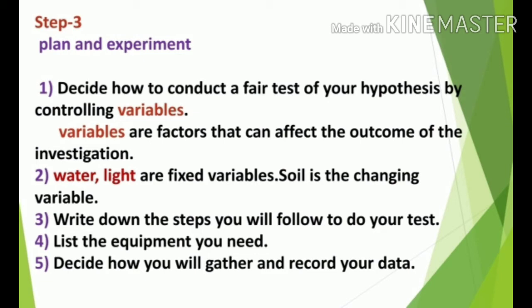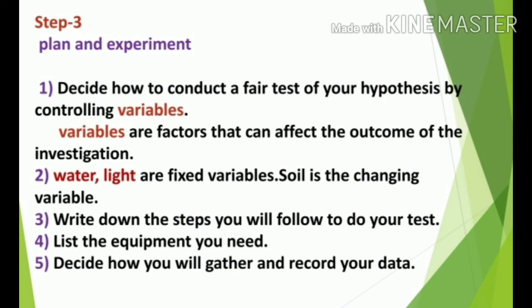Decide how to conduct a test of your hypothesis by controlling variables. Variables are nothing but factors that will affect the outcome of the investigation. For example, water and light are fixed variables. Soil is the changing variable. So write down the steps which you have to follow in the test. Then list the equipment you need. Then decide how you will gather and record your data. So in this way you have to plan an experiment.